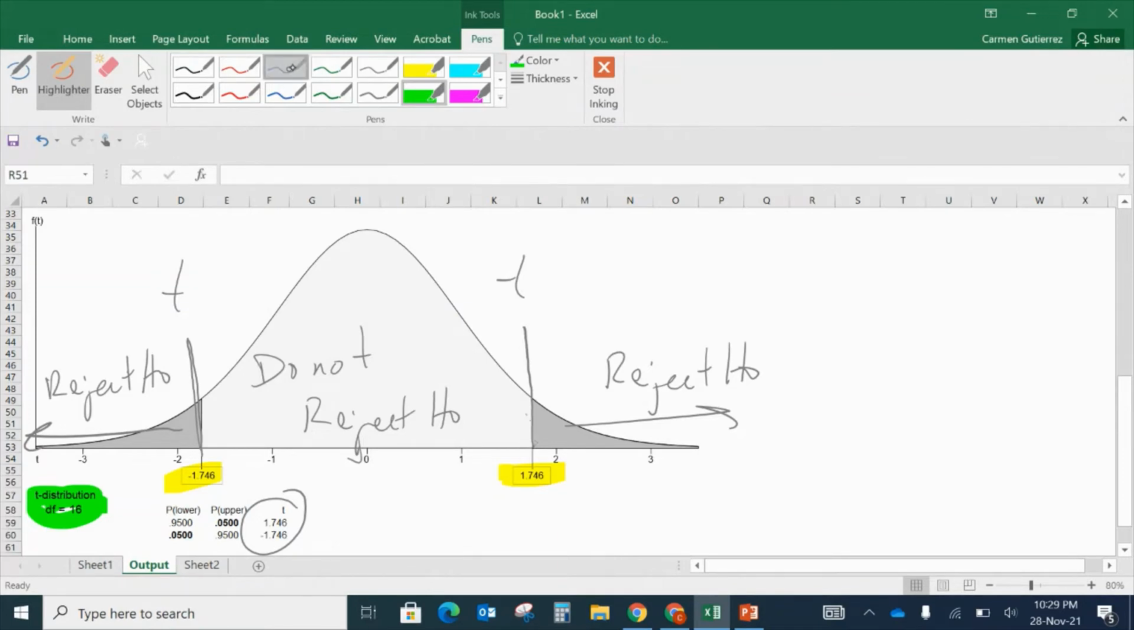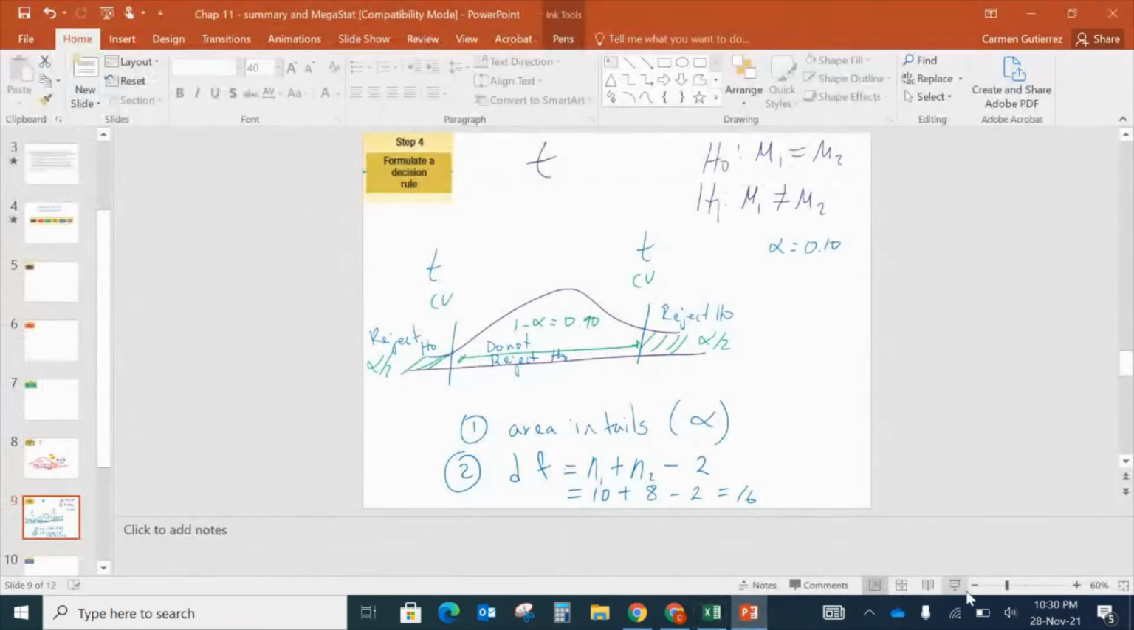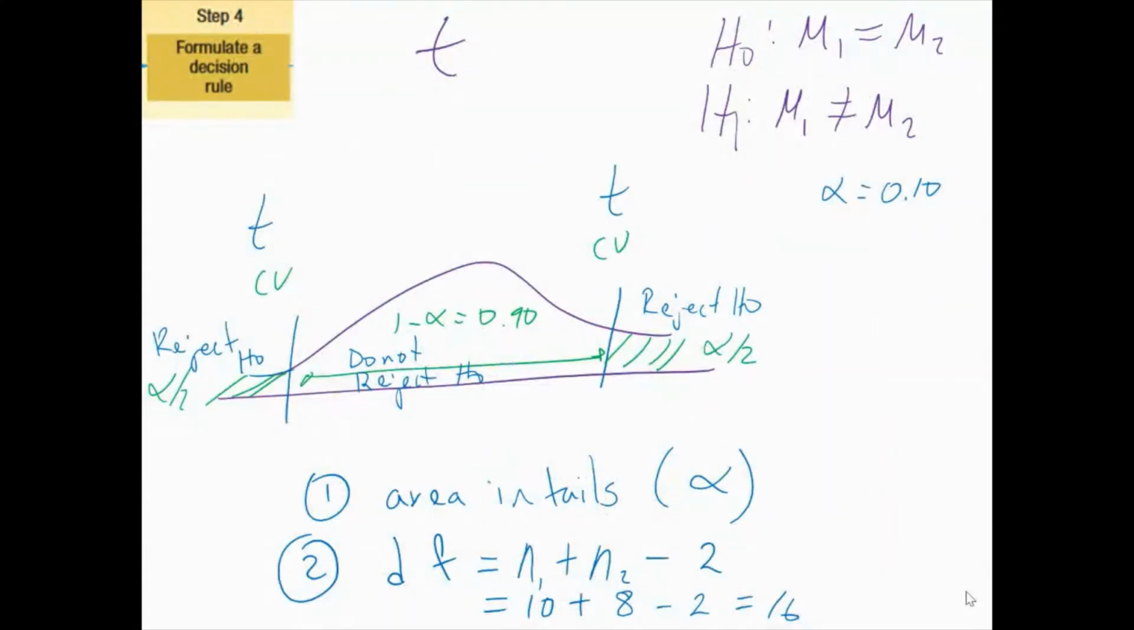So for T statistics, you need 2 items. You need to figure out your alpha, and that's going to be the p-value written in MegaStat, and you need to calculate your degrees of freedom. Degrees of freedom is N1 plus N2 minus 2. Okay, so that's the 4th step. When you're having T, your 4th step is to figure out the T values that separate your reject H0 from the do not reject H0. And that is your critical value.